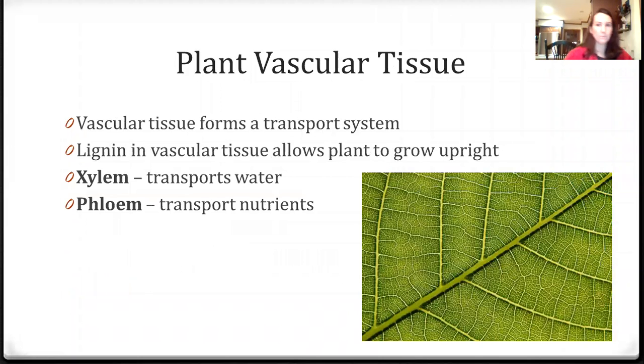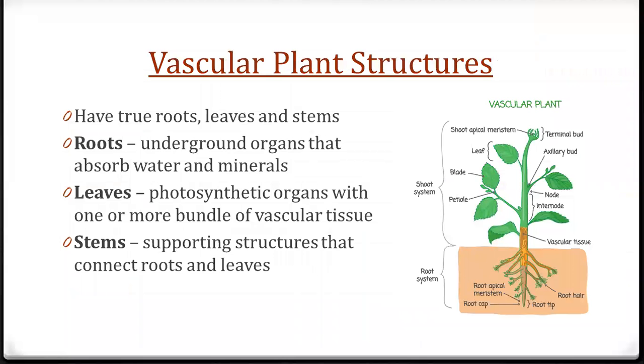Okay, so right here. All right, so plant vascular tissue. Vascular tissue forms a transport system. It's to help transport water and food. So xylem transports water and phloem transports nutrients. Vascular plant structures have true roots, leaves, and stems. The roots are underground organs that absorb water and minerals. Leaves are photosynthetic organs with one or more bundles of vascular tissues, and stems support the roots and leaves.